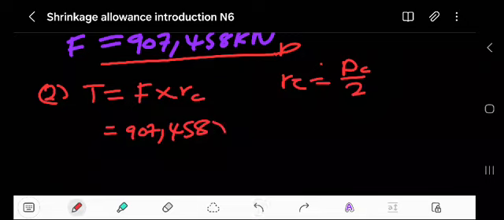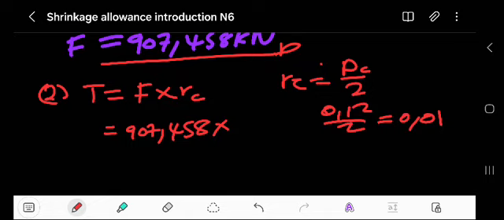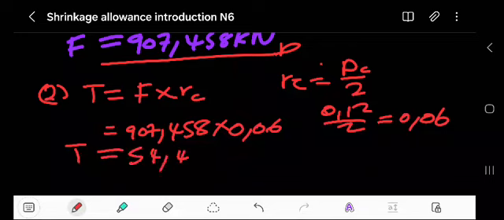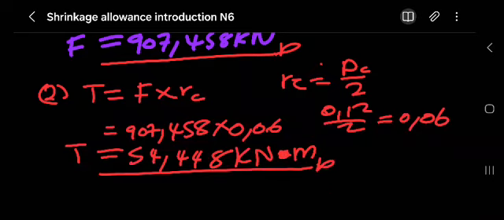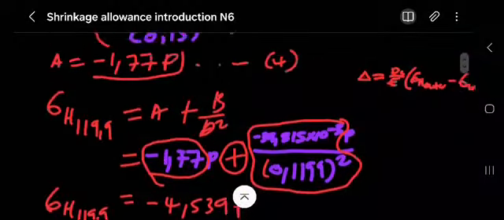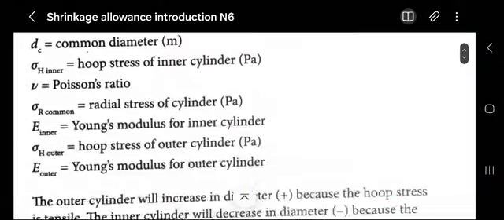We will be in kilonewton. Let me just substitute as it is. Multiply the common diameter 0.12 divided by 2 is 0.06. Then the torque will be 54.448. I've used kilonewton, so my answer I expect to be in kilonewton per meter since it's torque. So this is what you have. So this is how it goes, guys.